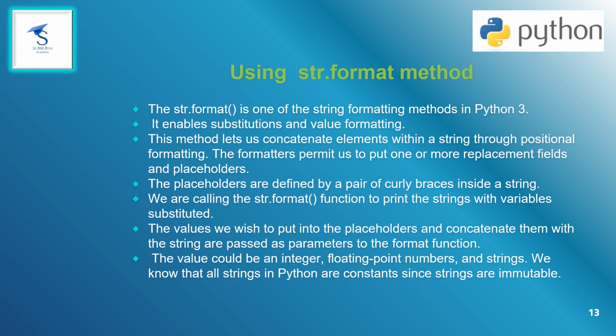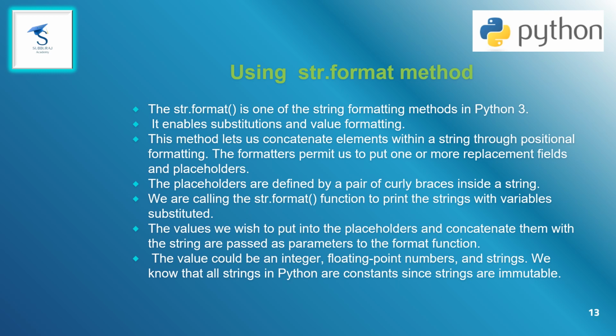The method lets us concatenate elements within the string through positional formatting. Even the last one was positional formatting. The formatters, that is, the format we give, permit us to put one or more replacement fields and placeholders. Earlier we used percentage s as the placeholder. We can use a pair of curly braces, meaning curly brackets, inside the string. Instead of percentage s, you can put curly braces. Then we have to call str.format. There we called only format, but here we have to put the str.format function to print the strings and variables substituted.